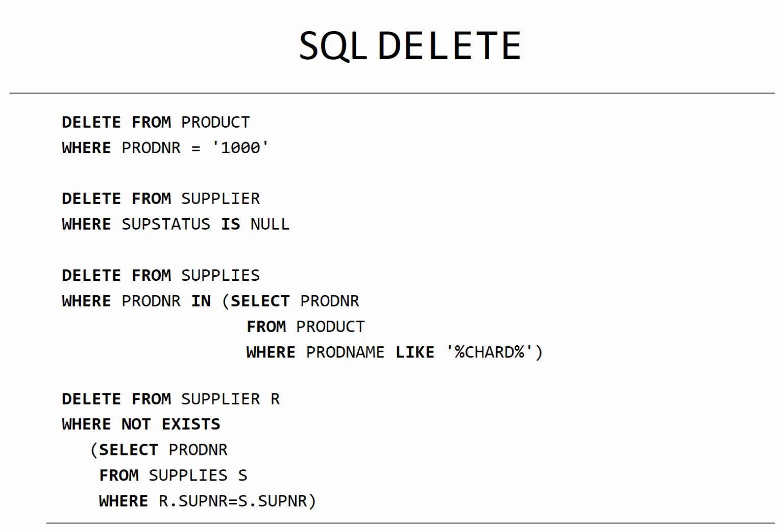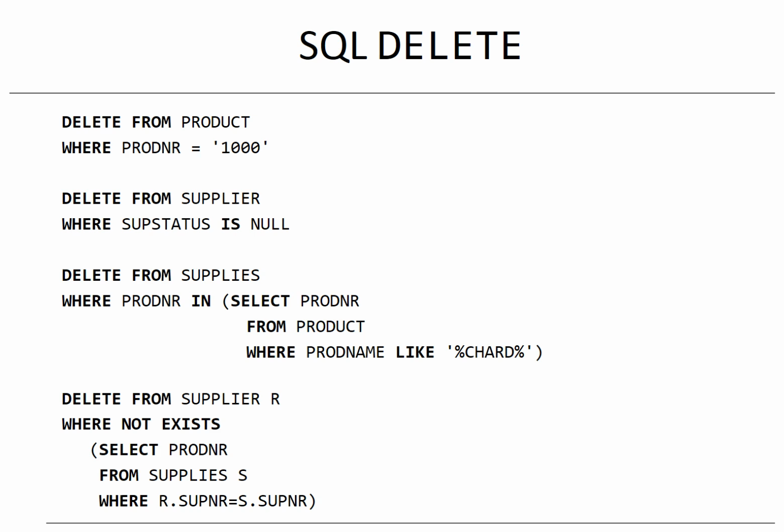Data can be removed using the SQL delete instruction. Here, you can see some examples. The first statement removes the product tuple with product number 1000 from the product table. The second example removes all supplier tuples from the supplier table where the supplier status is null.